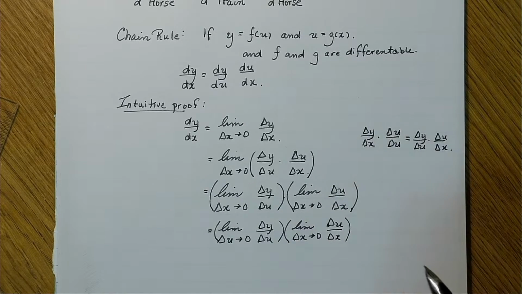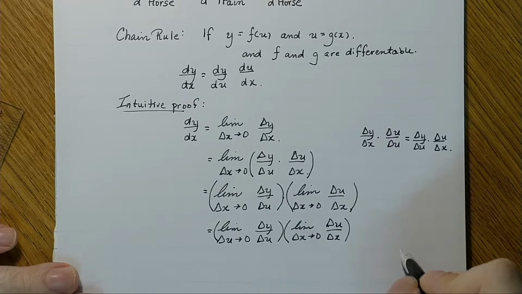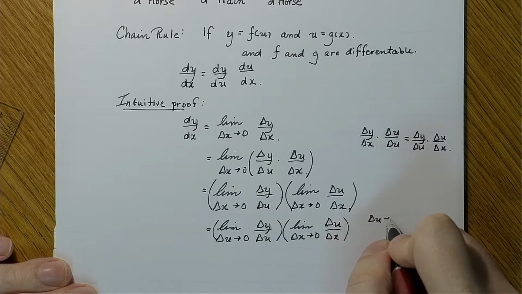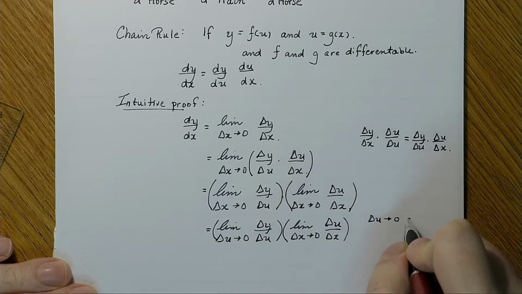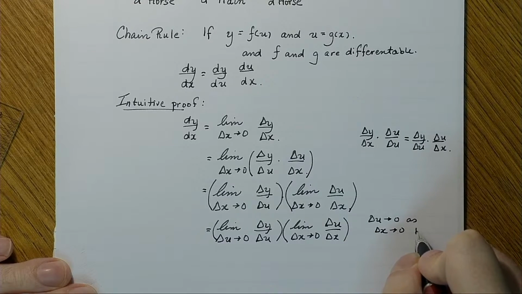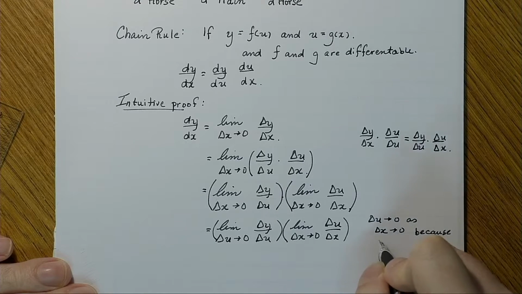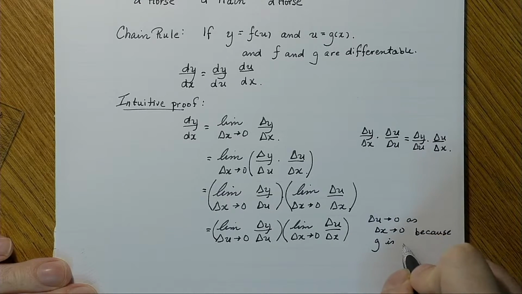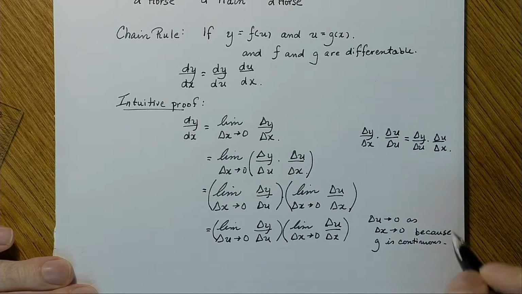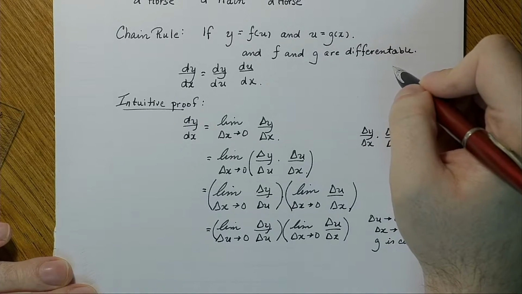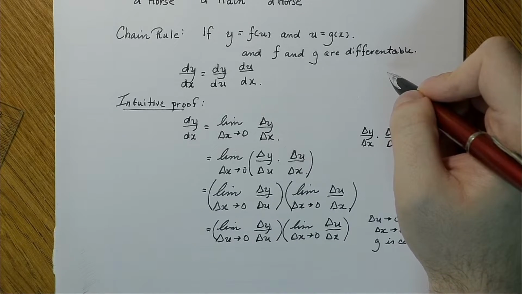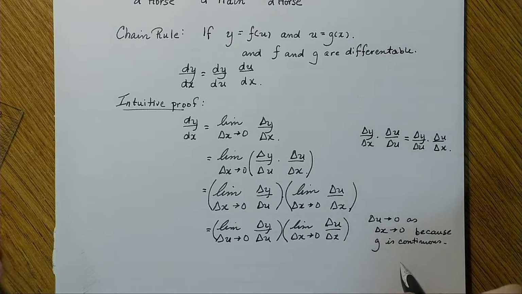I am going to make a little note. So that's that delta u goes to 0 as delta x goes to 0 because g is continuous. The reason why g is continuous is because I already said that g is differentiable. And we said that last time, that differentiability implies continuity. So I know that g is also continuous.